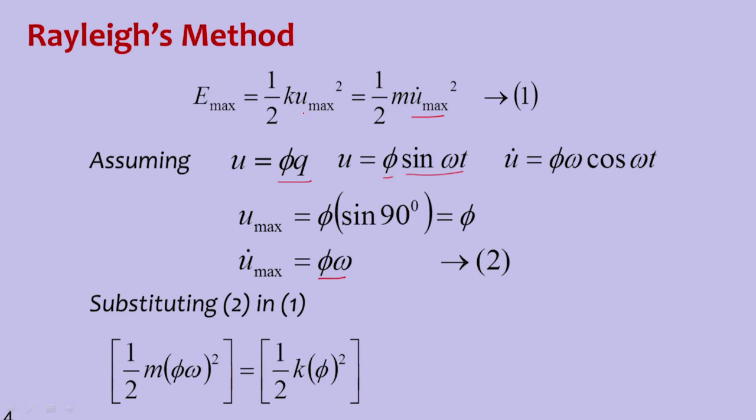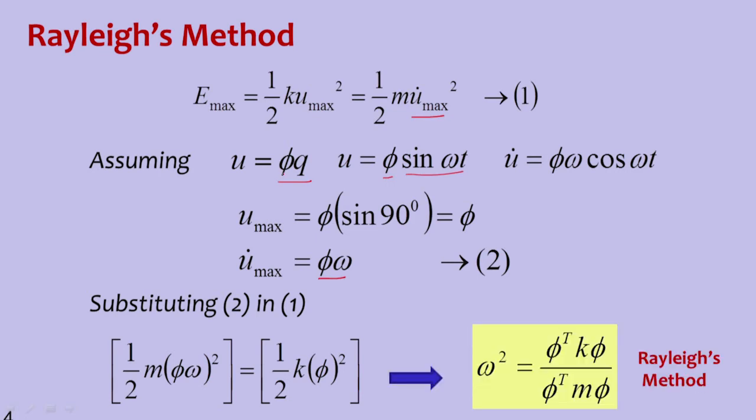Since this phi is a vector, this k into phi square will become phi transpose k phi, and here omega comes out, phi transpose m phi it will become. So with this we can write omega square, half gets cancelled. I am rewriting this equation here: half omega square phi transpose m phi on the left hand side, and the right hand side is equal to half phi transpose k phi.